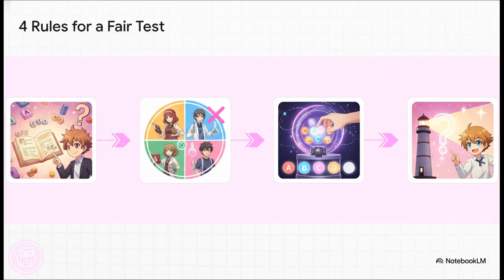3, use a random order for correct answers. Don't let C be the right answer all the time. And finally, number 4, and this might be the most important, clarity is king. The question has to be crystal clear so the student knows exactly what's being asked.